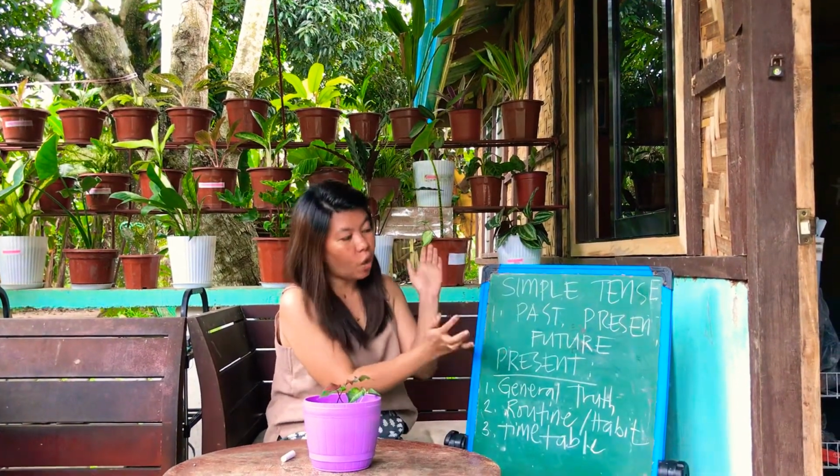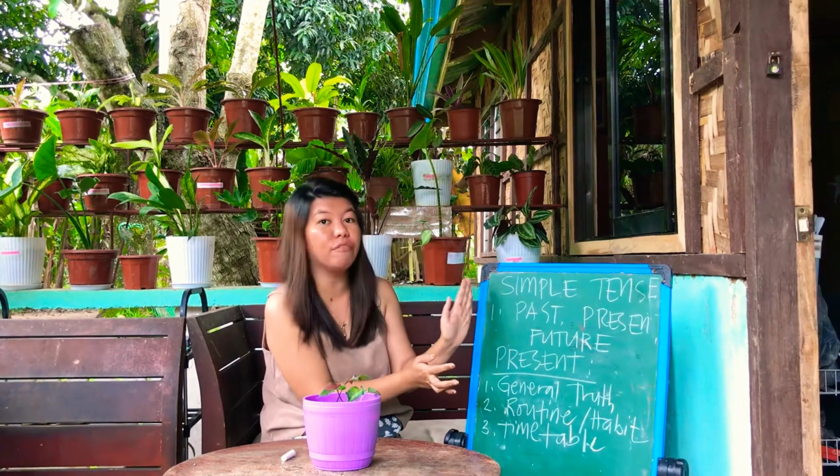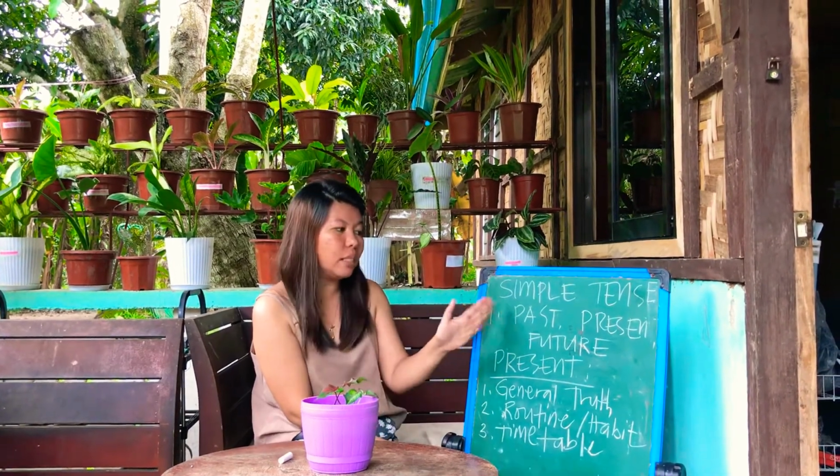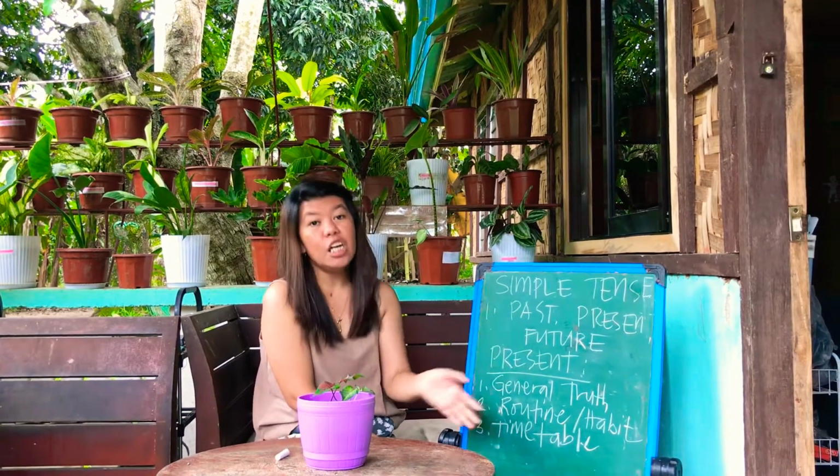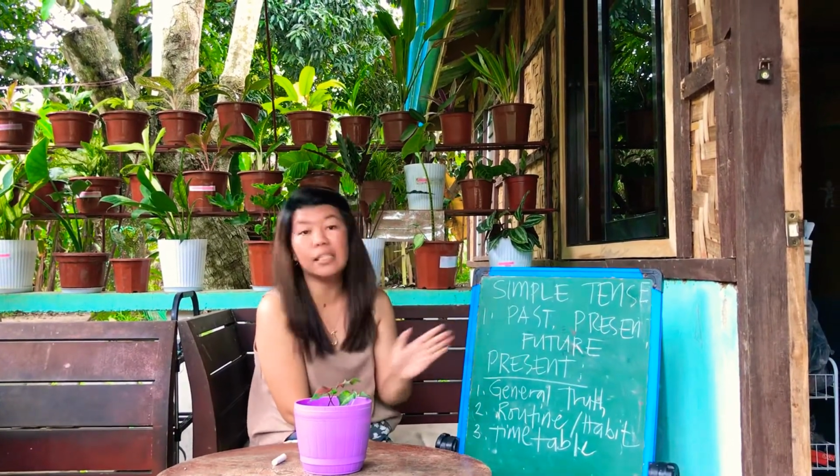of the verb, and it has 3 different types. Okay, so the first one is past simple, the second one is present simple, and the third one is future. So this is the simple tense of the verb. So we say past simple, present simple, and the future simple. So when do we use past simple?